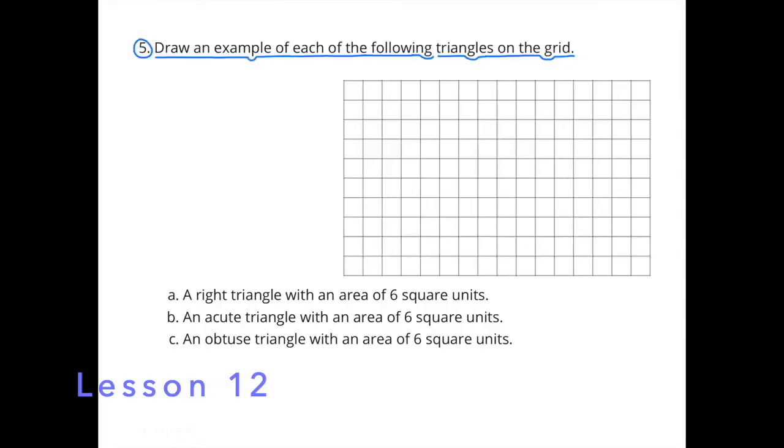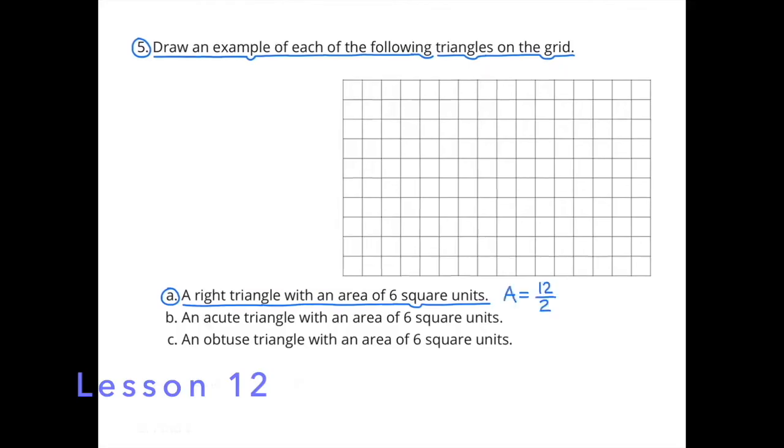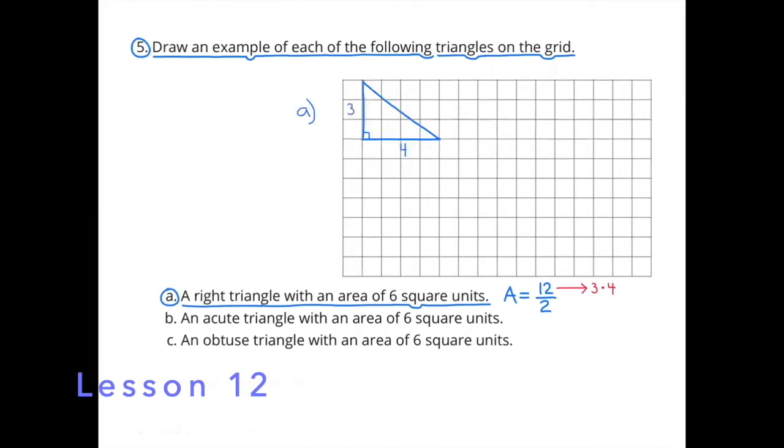Number 5. Draw an example of each of the following triangles on the grid. A right triangle with an area of 6 square units. First, I need to think of some dimensions for a rectangle that would equal 12, like 3 by 4. A triangle has half the area of a rectangle, so half of 12 is 6. If I make a triangle with a base of 4 and a height of 3, its area would be 6, because it's half the size of a rectangle. And I made sure it was a right triangle by having the height perpendicular to the base.